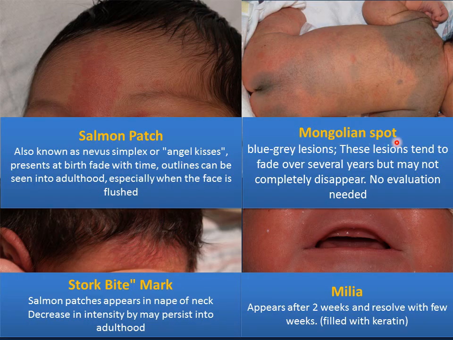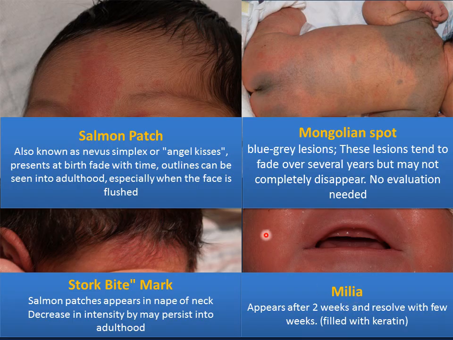Next one is Mongolian spot. Mongolian spot is a blue-gray lesion. These lesions tend to fade over several years, but may not disappear completely. It is benign and requires reassurance. No evaluation is necessary. The next one is milia.